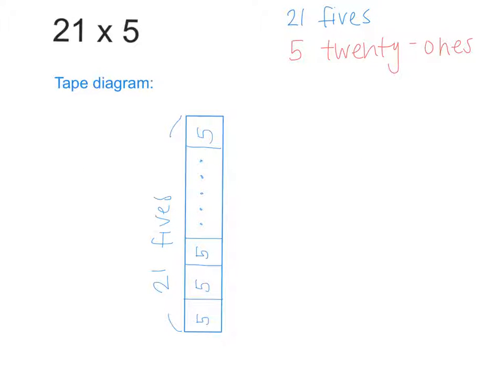Now if I turn that diagram on its side, what is that dimension on this side here? What do I have here? Itai? 21 of the fives. And what's up here? 5. Good. Okay. So this is where your tape diagram can kind of become an area model.